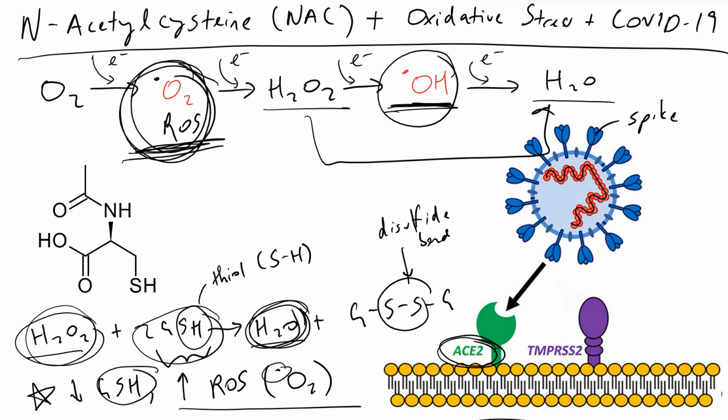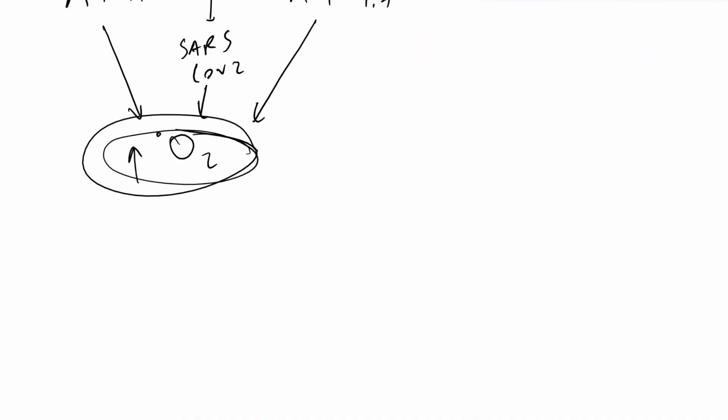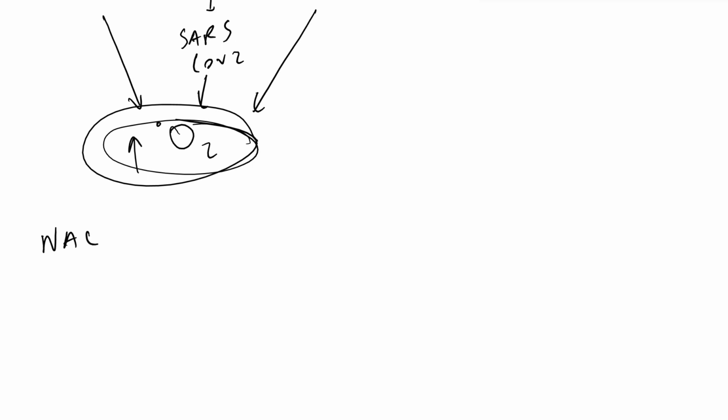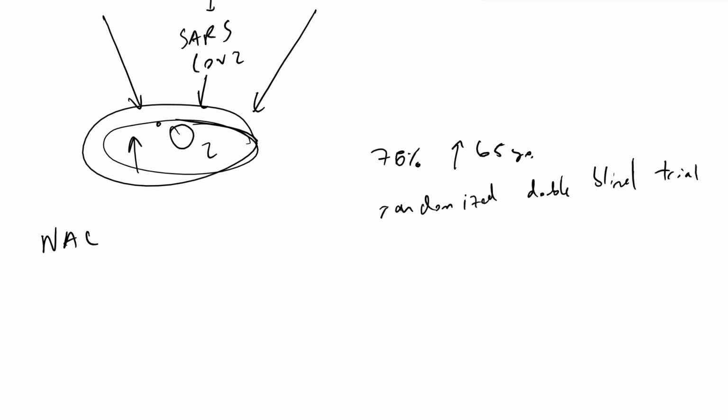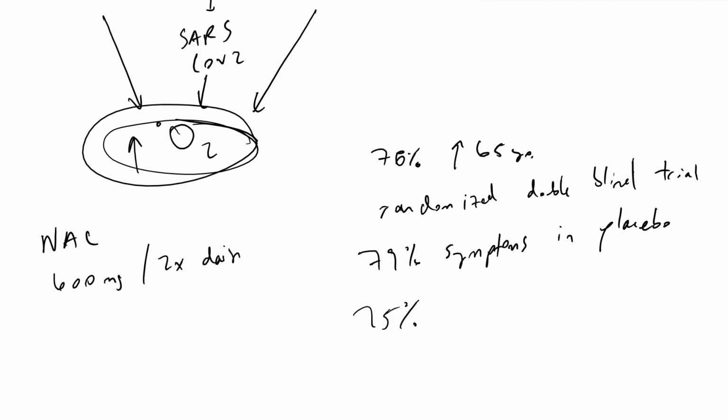And so a paper which came out in Italy a few years ago was studying the effects of NAC on combating the respiratory diseases that were experienced in patients. A study that involved more than 78% of patients who are older than 65 years old was conducted, in which they did a randomized double-blind trial. In this trial, they found that when people were exposed to these viruses who previously did not have any respiratory diseases, the people in the placebo group experienced 79% symptoms. In the group that took NAC 600 milligrams twice daily, only 25% of people had symptoms. And specifically, these were symptoms involving the H1N1 virus, the influenza virus.